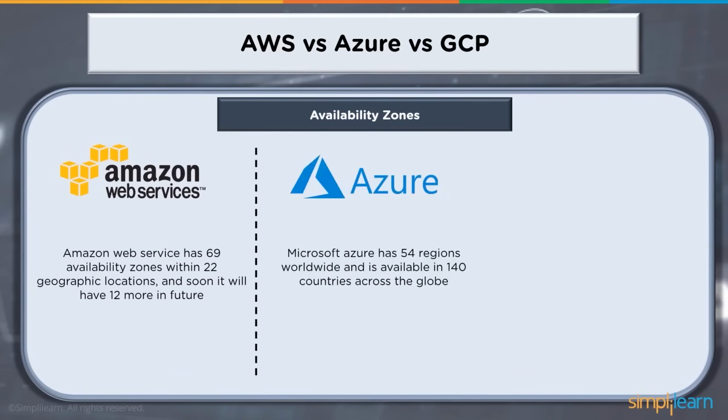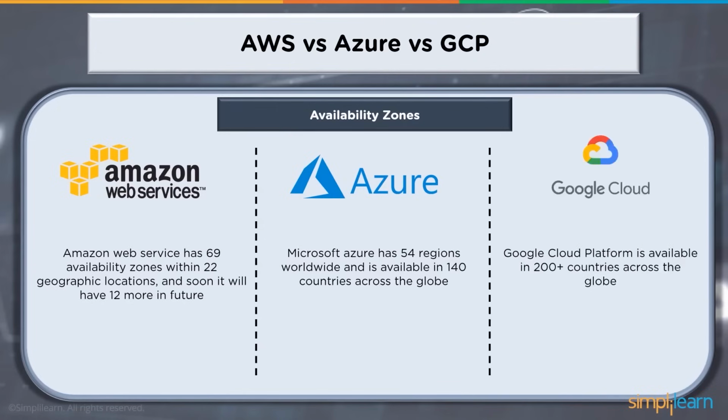When we talk about Microsoft's Azure, it has 54 regions worldwide and is available in 140 countries across the globe. Google Cloud Platform is available in 200 plus countries across the globe.